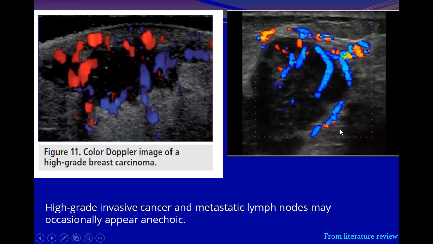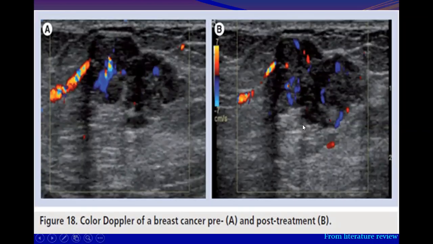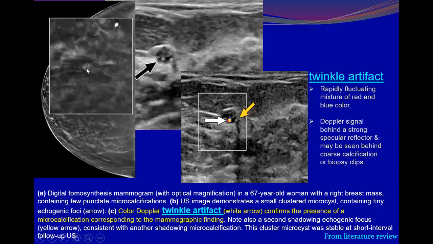And also the metastatic lymph nodes. Even if it is not deeply hypoechoic or cystic, the presence of cortical vascularity is definitely a suspicious finding in lymph nodes. And Doppler is also helpful in post-therapy evaluation: look at the vascularity of these lesions, how it reduced after treatment. And in this case, calcifications seen here on mammography, and this is grayscale ultrasound. On Doppler ultrasound it demonstrates what is called twinkling artifact. This artifact is a mixture of red and blue color. It usually occurs behind strong specular reflectors like calcifications and biopsy clips.